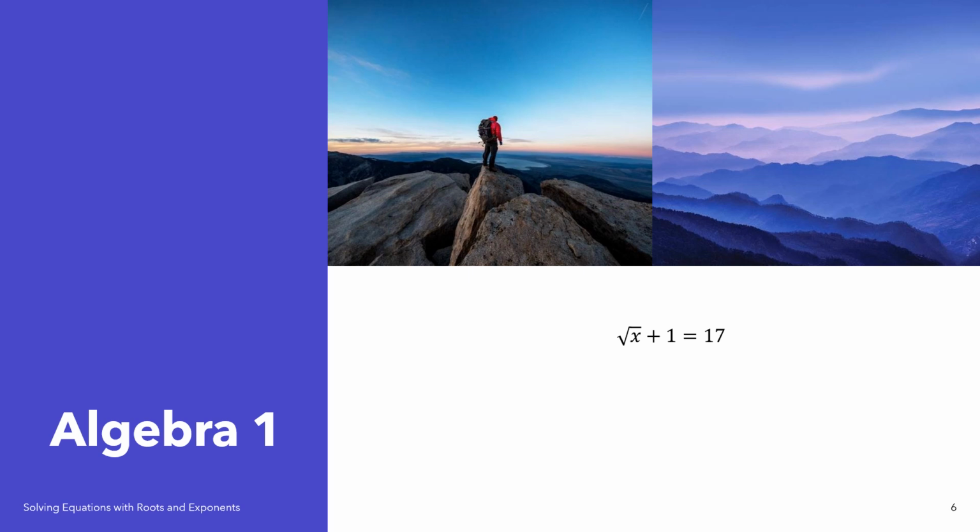Going back to our example, we can see that we need to get the square root of x by itself on one side to make life easier. We need to get rid of that 1 by subtracting it on both sides. So now we have the square root of x equals 16. To solve for x, we need to raise the square root of x to the second power, or square it. Remembering we must also raise 16 to the second power, we end up with our final answer. x equals 256.